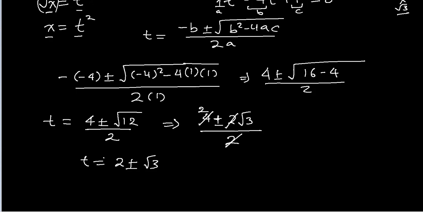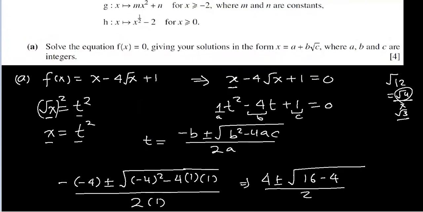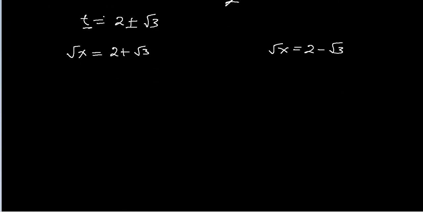And t was not given in the equation. We created t, so we'll go back to square root x equal to 2 plus square root 3, or square root x equal to 2 minus square root 3. And whenever this is solved, they mean find the value of x, not square root x, because x is the variable here, right? So to find the value of x, again we will square it and square this side as well. Let's do them separately.